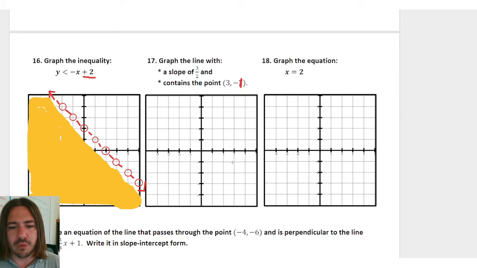So 3, -1 is right here. And then, since the slope is 3 over 2, I'm going to go up 3. 1, 2, 3 over 2, plot that point. And I can also continue that backwards. So down 3 to the left 2. So yeah, sorry about that one.